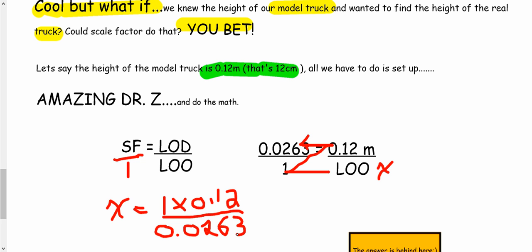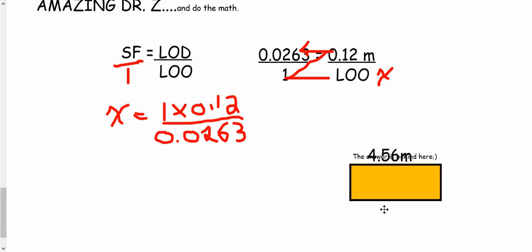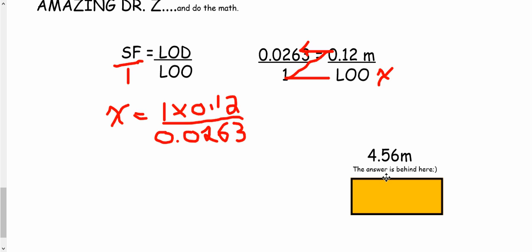Okay, so I'm going to have 1 times 0.12, which is 0.12, and I'm going to divide it by my scale factor, which is 0.0263. I'm just setting up an equation, and I get 4.56 meters.